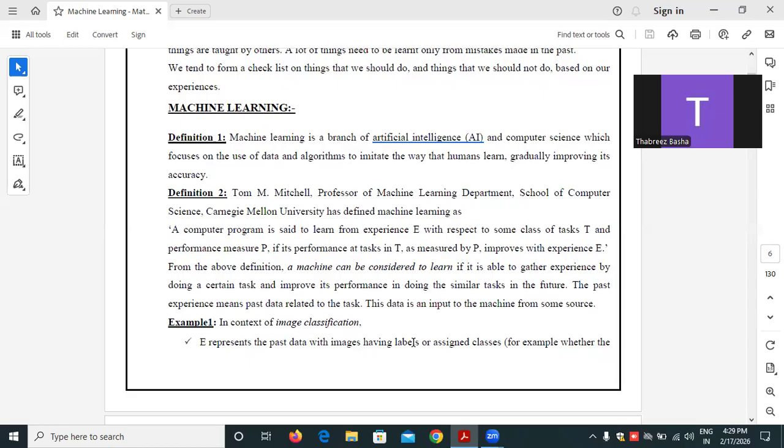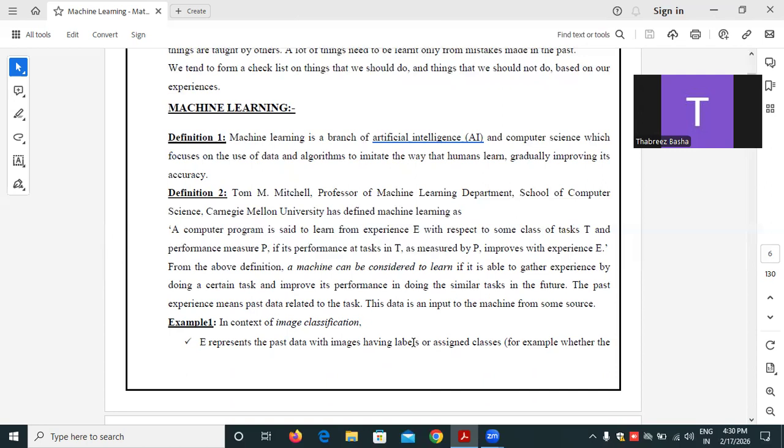improving its accuracy. According to Tom M. Mitchell, who is the author of Machine Learning and a professor at the School of Computer Science, according to Mitchell's definition, a computer program is said to learn from experience E with respect to some class of tasks T and performance measure P, if its performance on tasks in T, as measured by P, improves with experience E.